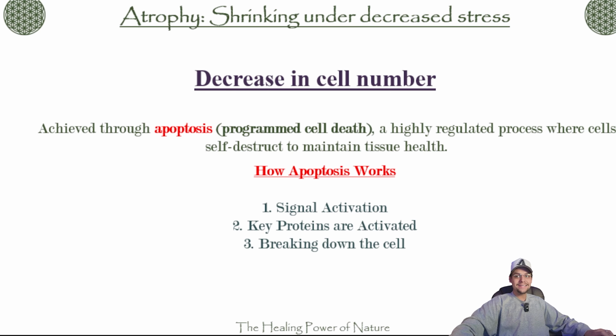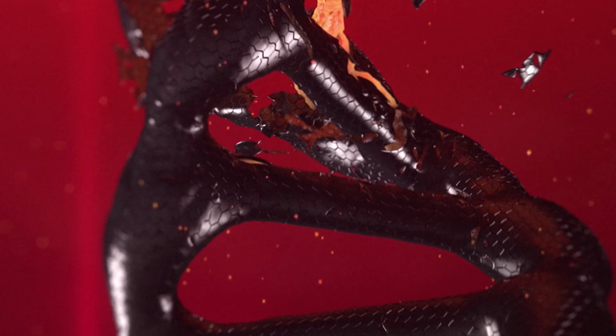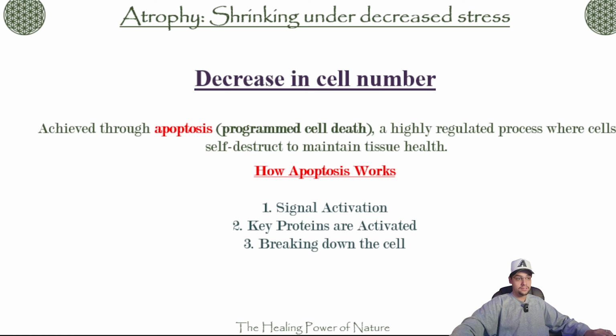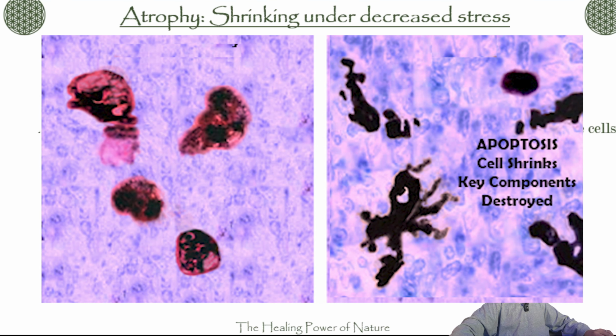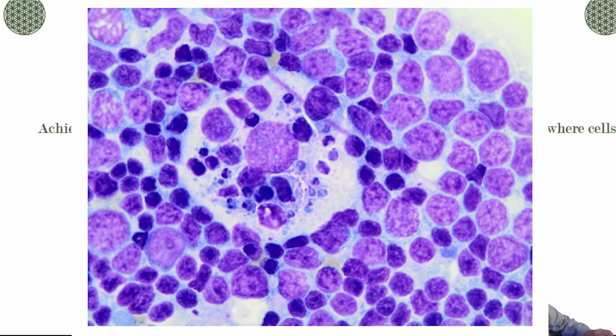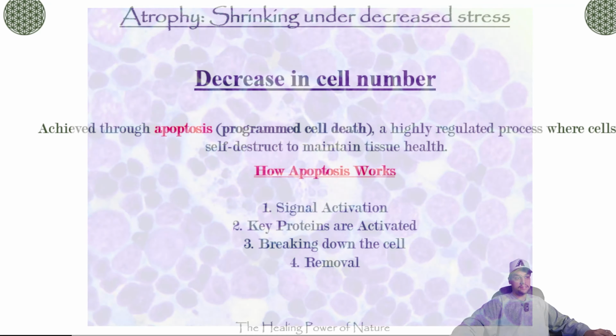When I say breaking down the cell, what does that mean? It basically means the cell's DNA is cut into pieces. The cell shrinks. It's very important that you recognize that the cell shrinks, because in other mechanisms, the cell actually expands. So the cell shrinks, and its parts, like the mitochondria, are broken down into smaller pieces. The cell parts are broken down, and then they're removed. How is it removed? Nearby immune cells like macrophages eat the dying cells and recycle its parts. This makes sure there's no mess left behind.